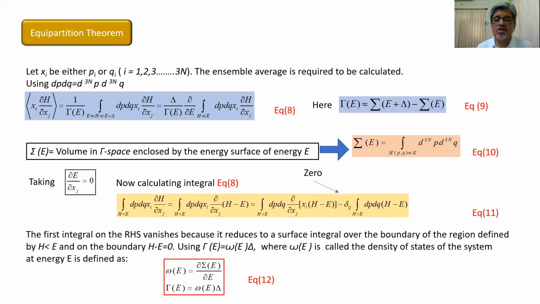So now we concentrate on equation number 11. As we have mentioned, it is differentiated in two parts. So del by del xj: first differentiating the H minus E, and second differentiating the xi, del xi by del xj, and that is represented by delta ij. And the first integral, as we have mentioned, becomes 0 because it shows the boundary condition or boundary region. At the boundary region, H is equal to E because H minus E becomes 0.